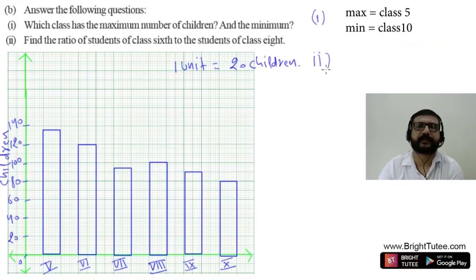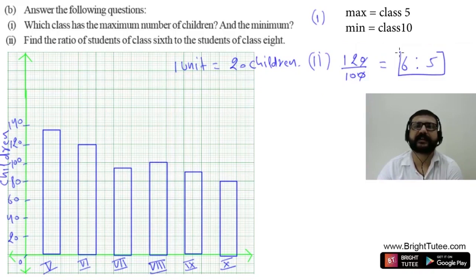So it will be 120 is to 100, as the number of students in class 6 are 120 and the number of students in class 8 are 100. Now by simplifying this, we will get the ratio as 6 is to 5. So this will be the final ratio.